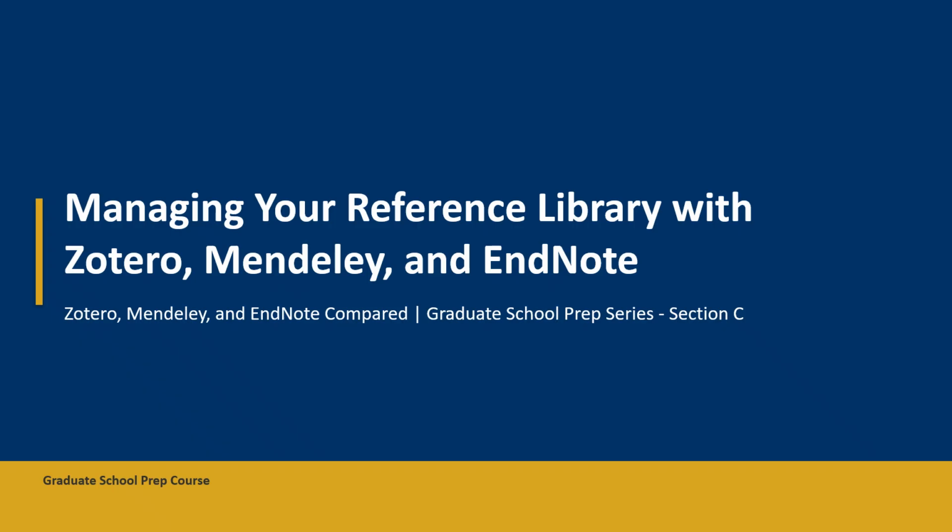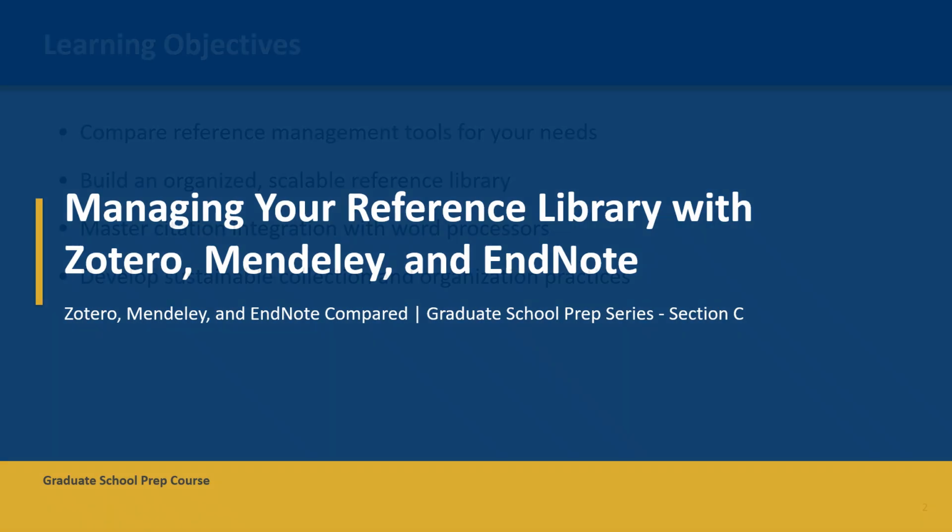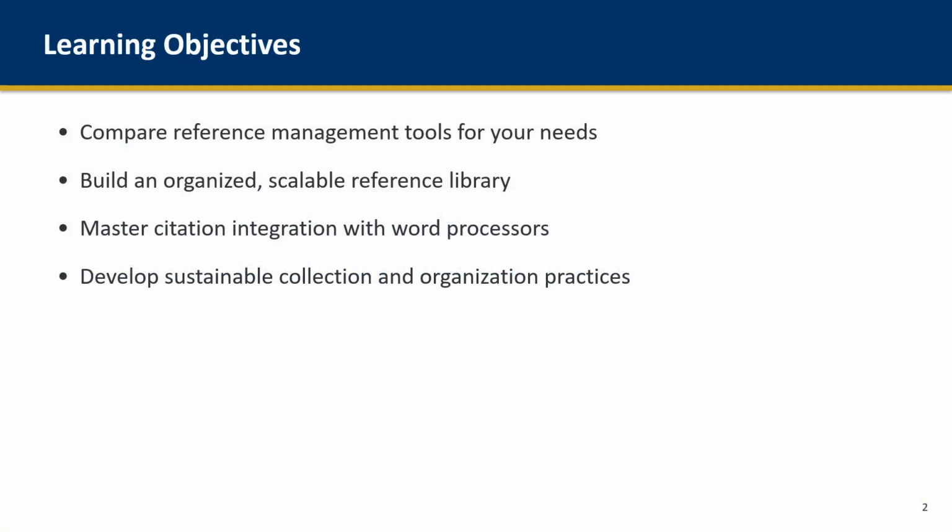Reference management software solves these problems, but choosing and implementing the right tool requires understanding what each option offers and how it fits your workflow. Today, we will compare the three most popular reference managers, Zotero, Mendeley, and EndNote, exploring their strengths, limitations, and ideal use cases. More importantly, we will discuss how to build sustainable practices for collecting, organizing, and using sources throughout your academic career.